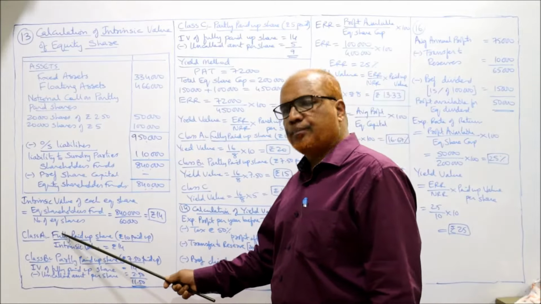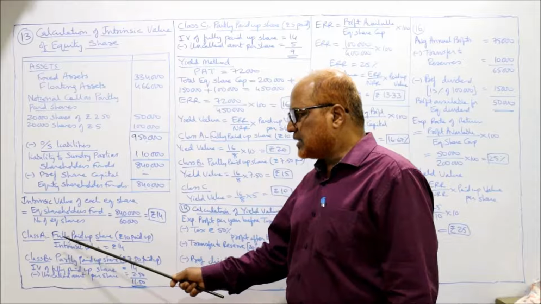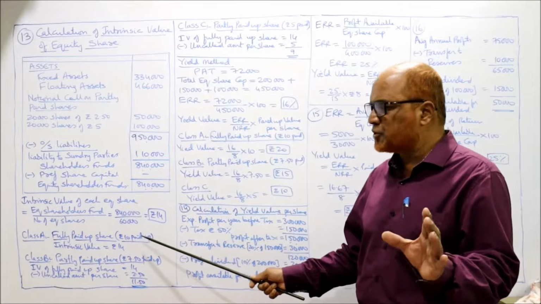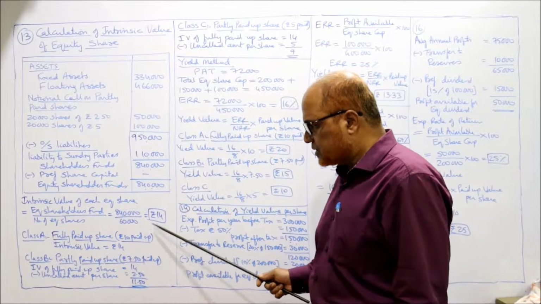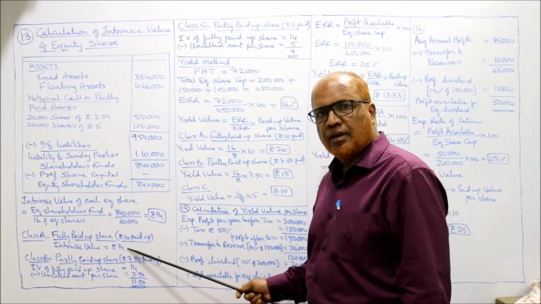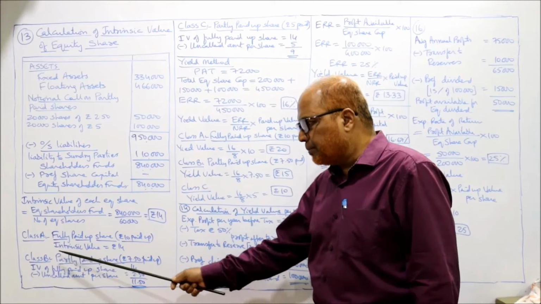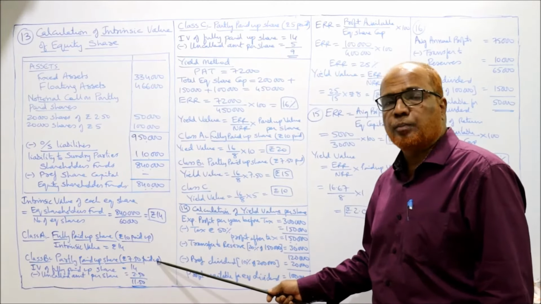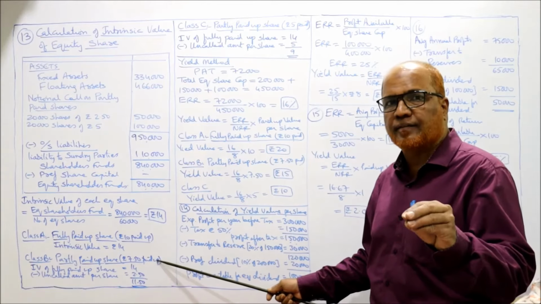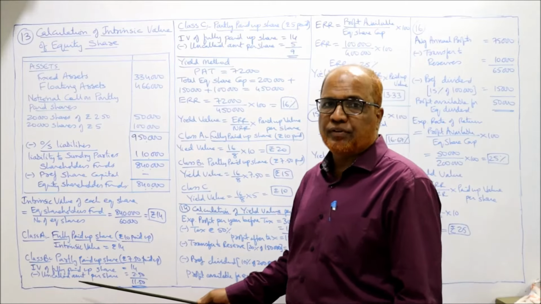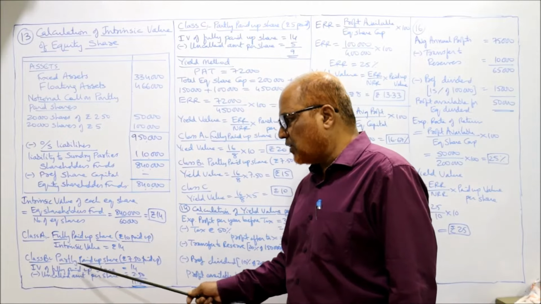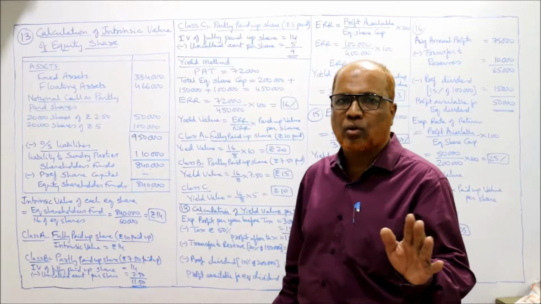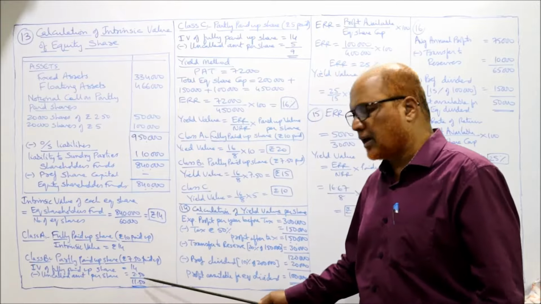Now we have 3 classes. Class A, fully paid up share, 10 rupees paid up. जो fully paid up share है उसका intrinsic value 14 rupees. अब class B में partly paid share, 7 रुपये 50 पैसा paid up. 10 rupees के share में 7 रुपये 50 पैसे pay कर दिए, तो remaining 2 रुपये 50 पैसा निकाल देना. तो intrinsic value of fully paid up share 14 rupees है. उसमें से uncalled amount, अभी तक कंपनी ने कॉल नहीं किया, 2 रुपये 50 पैसा निकाल देंगे.